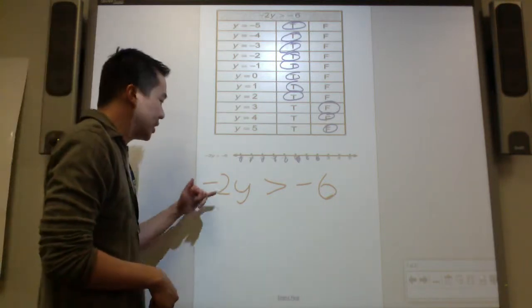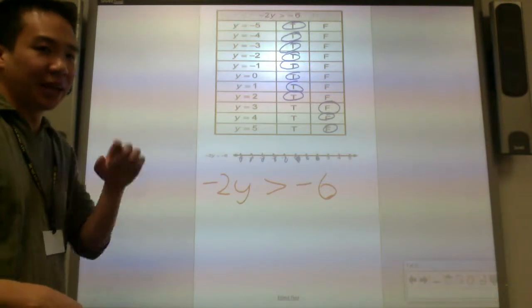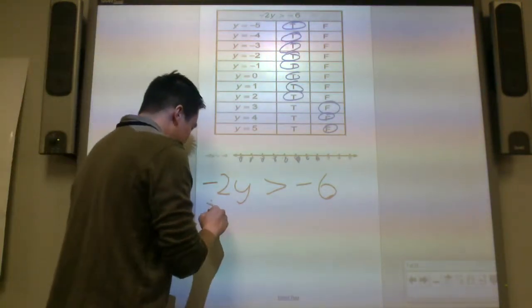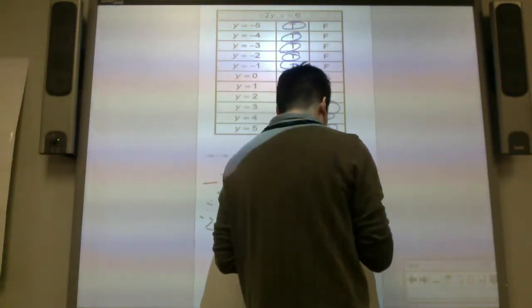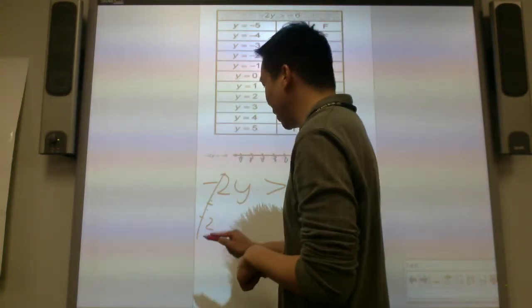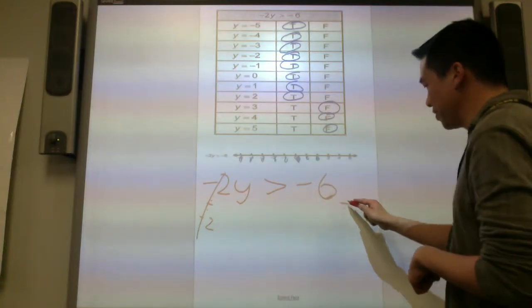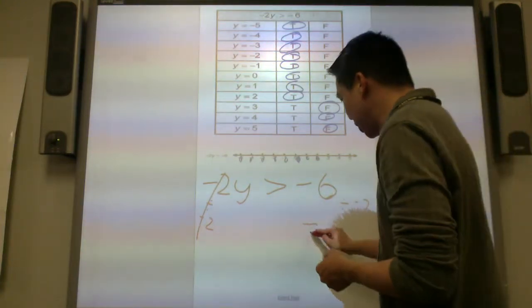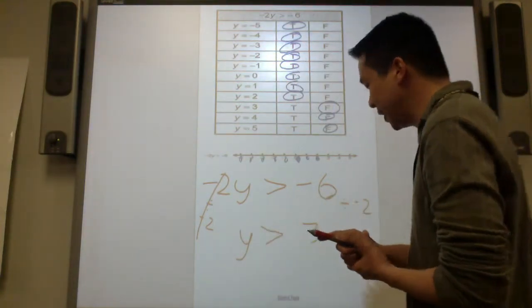What operation is the inverse of multiply? Dividing. So I divide this by negative 2. I divide this by negative 2. Negative 2 divided by negative 2 is 1 whole. It cancels out. Negative 6 divided by negative 2 is 3. Y is greater than 3.